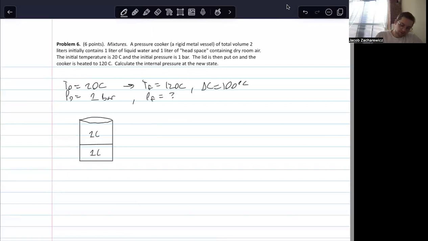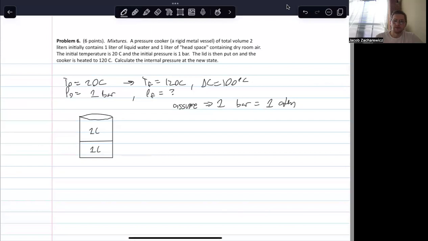First, we need to make the assumption that 1 bar is equal to 1 ATM. And then air is an ideal gas, so we're going to find the total number of moles of air in the initial state. So using the equation PV equals nRT, we can rearrange this to find moles. Moles is PV over RT.